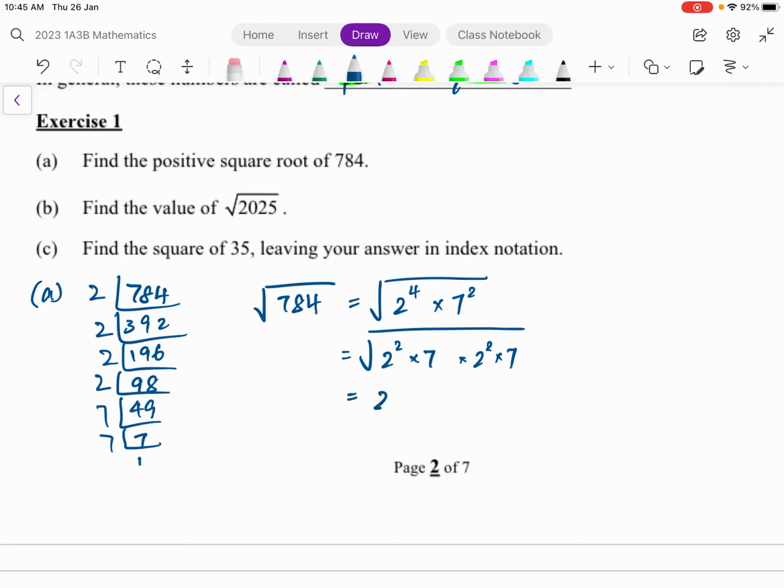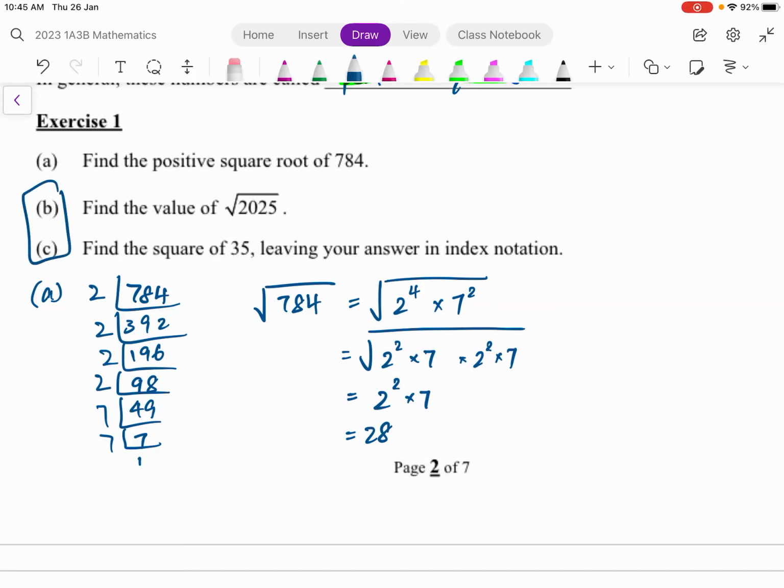And this time we don't have to write the square root symbol anymore, because once I write down the number inside the square root just one time, you get the answer already. But you need to evaluate. What's 2 power 2 times 7? 28, correct. So this is 28. This is how you can do square root without using a calculator. You can use a calculator to check.